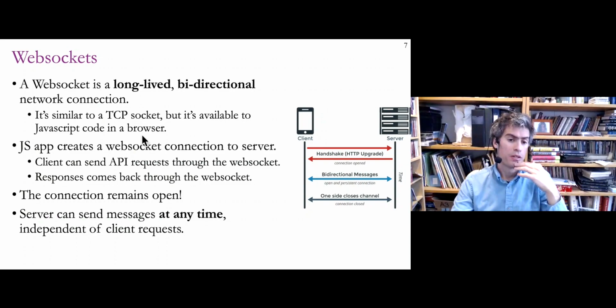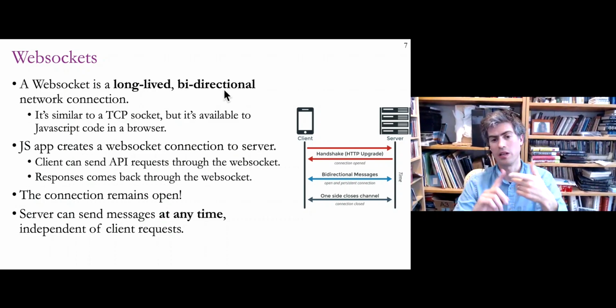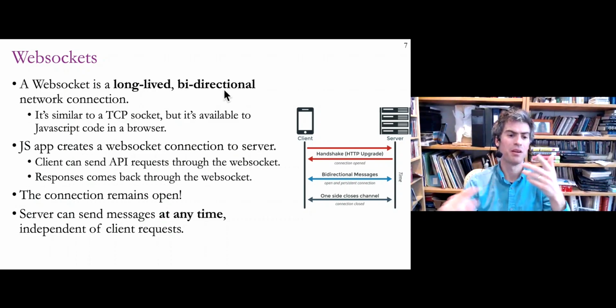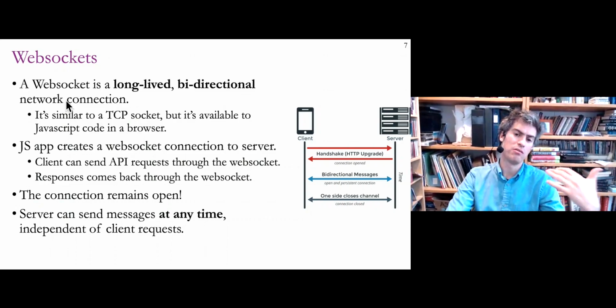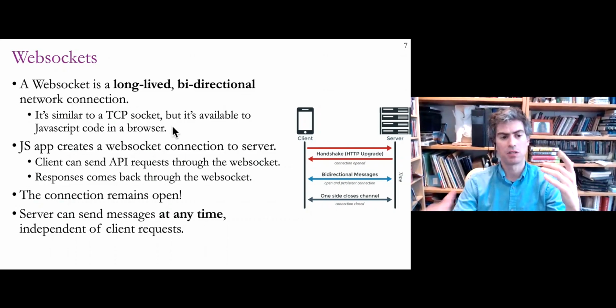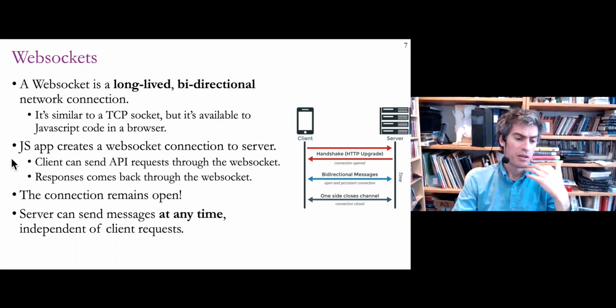Okay, so TCP is actually a very low-level kind of API. You can build a bidirectional network connection if you were coding in Java or Python or something, but for code that runs in a browser, only recently with the standardization of WebSockets has it been available to create a bidirectional network connection. So a JavaScript app can do that.